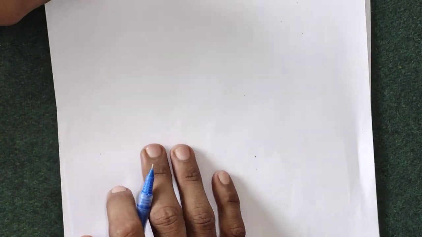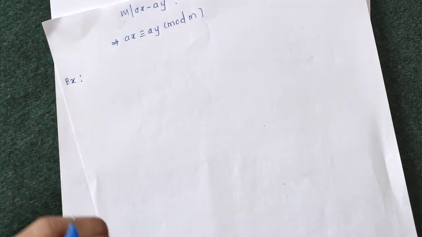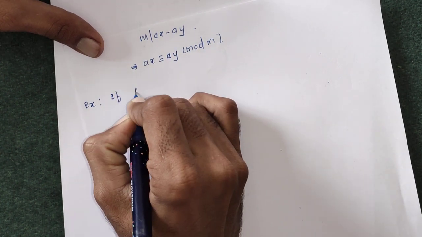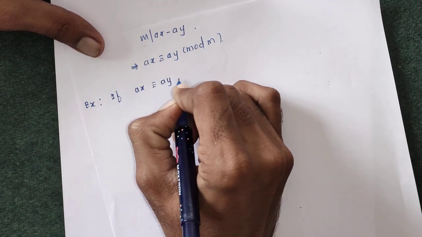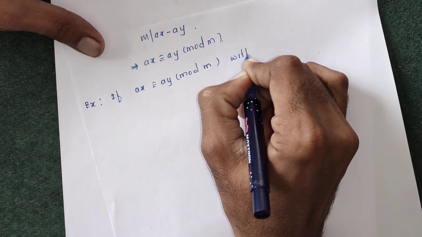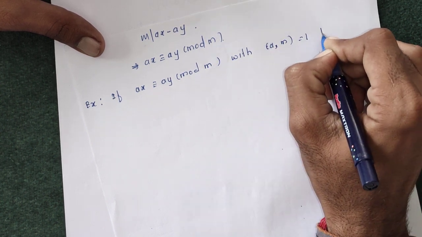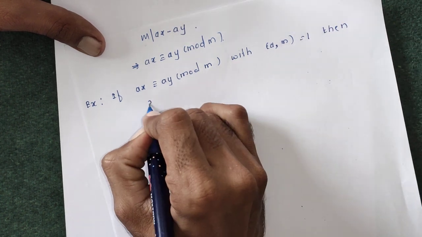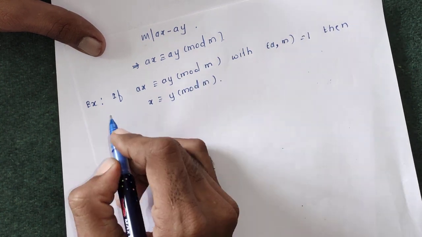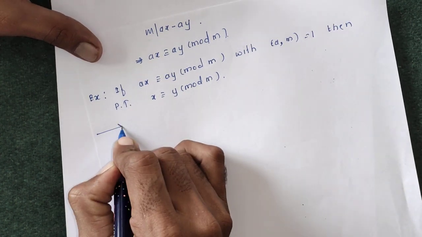First of all, take one more example. The example is: if ax is congruent to ay modulo m, with the greatest common divisor of a and m equal to 1, then x is congruent to y modulo m. Then we have to prove this. Prove that x is congruent to y modulo m by the previous theorem.